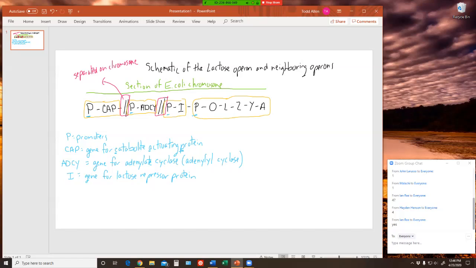Okay, remember the E. coli chromosome is about 4.6 million nucleotide pairs of DNA in this gigantic circle. Okay, and so what we're saying is that the CAP operon here is at one location of the circular chromosome, and the ADCY operon is at a physically different location. But even though these are at different locations on the E. coli chromosome, they all play an important role in regulating the lactose operon. Okay? All right. Any questions so far?